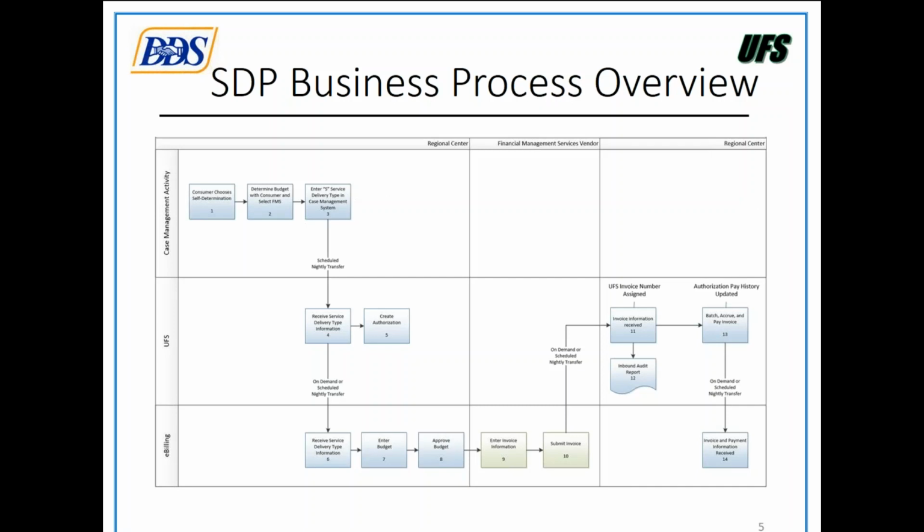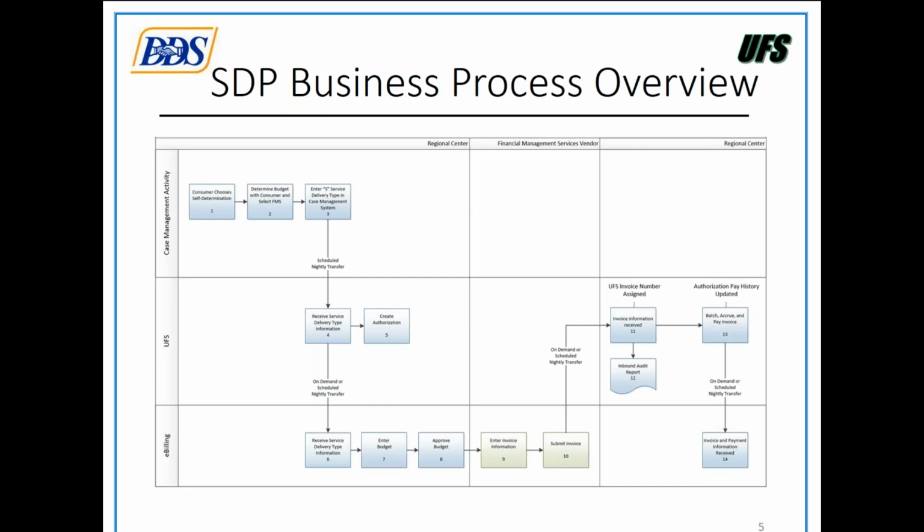So self-determination program is very similar to traditional e-billing with a few key differences. When we worked with the regional centers to design a process that would work with UFS and e-billing for this program, our goal was to change the business process for your staff as little as possible, and to keep it the same. So you'll notice that self-determination starts on this slide in box 1, where the consumer chooses self-determination, and they determine the budget with their regional center, and the consumer selects an FMS.